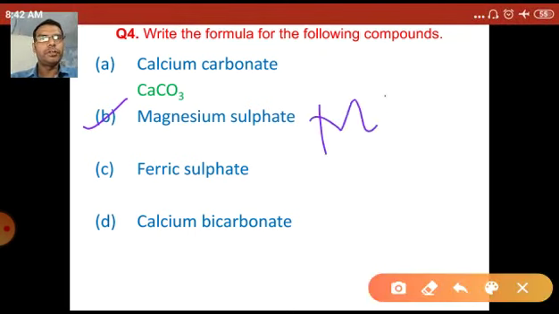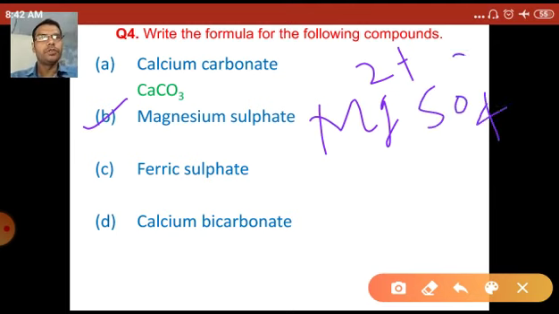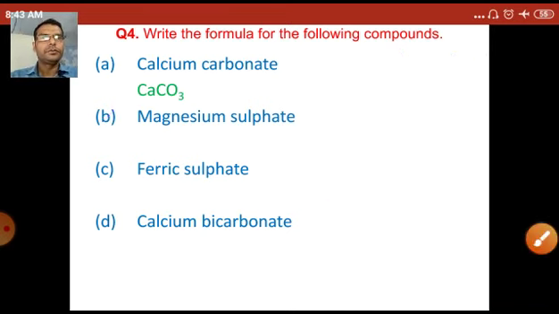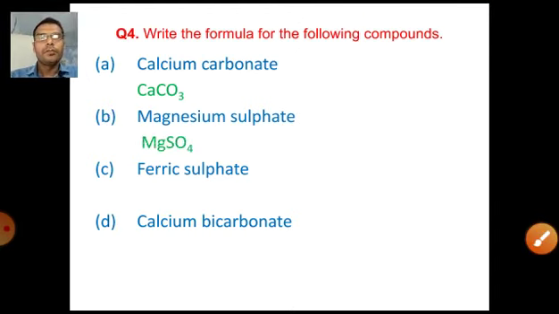Now the next question, B number, magnesium sulfate. The symbol of magnesium is Mg. Magnesium is a cation, so 2 plus, and sulfate is SO4 2 minus. Both have equal valency, so the formula of magnesium sulfate is MgSO4.